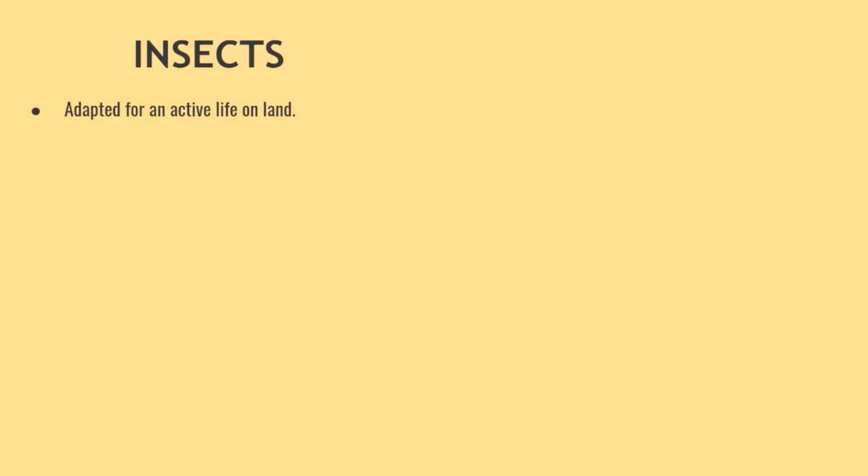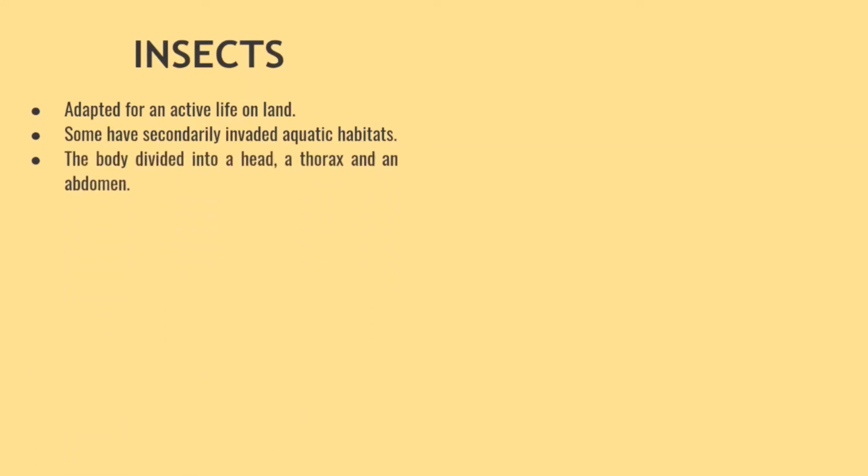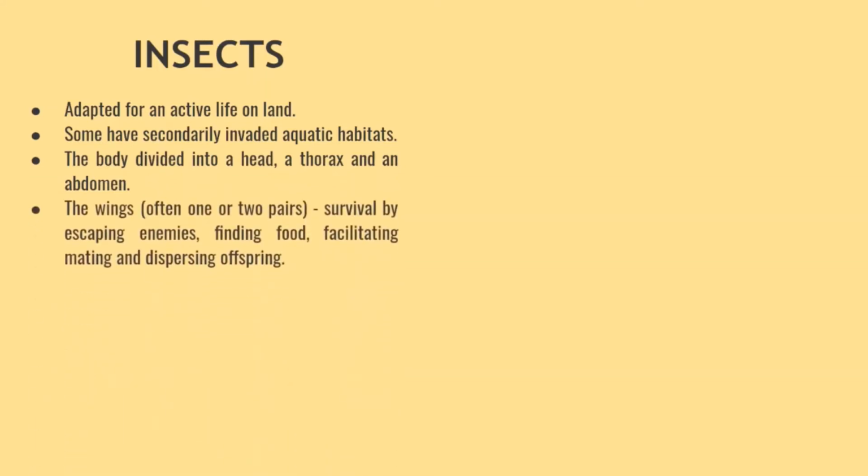Firstly, insects are adapted for an active life on land, and some have secondarily invaded aquatic habitats. Their body is divided into a head, a thorax, and an abdomen. There are wings on their thorax, possibly one or two pairs, which help them survive by providing a way of escaping enemies, finding food, facilitating mating, and dispersing offspring.